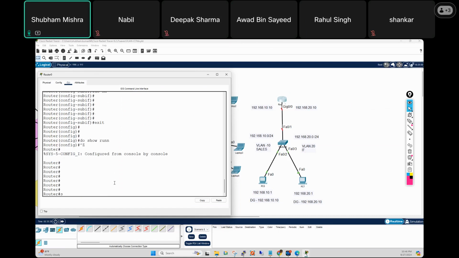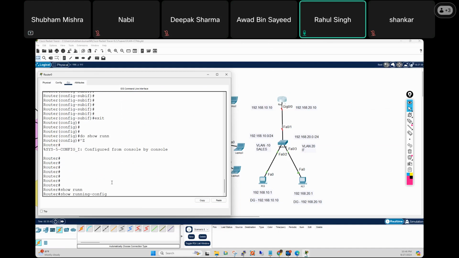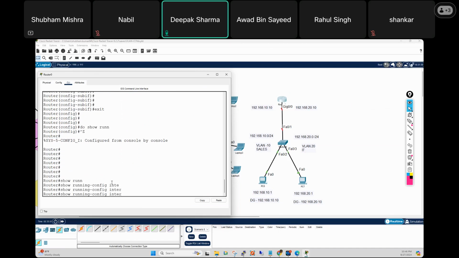Anyone telling something? Sir, wait a minute. Let me check if the command is working. Just give me a minute. Show running configuration. Packet Tracer is not taking this command. Either you can run this command for running configuration interface gig 0/0.10. Then you guys will be able to see all the configuration we configured on gig 0/0.10. Clear, everyone?